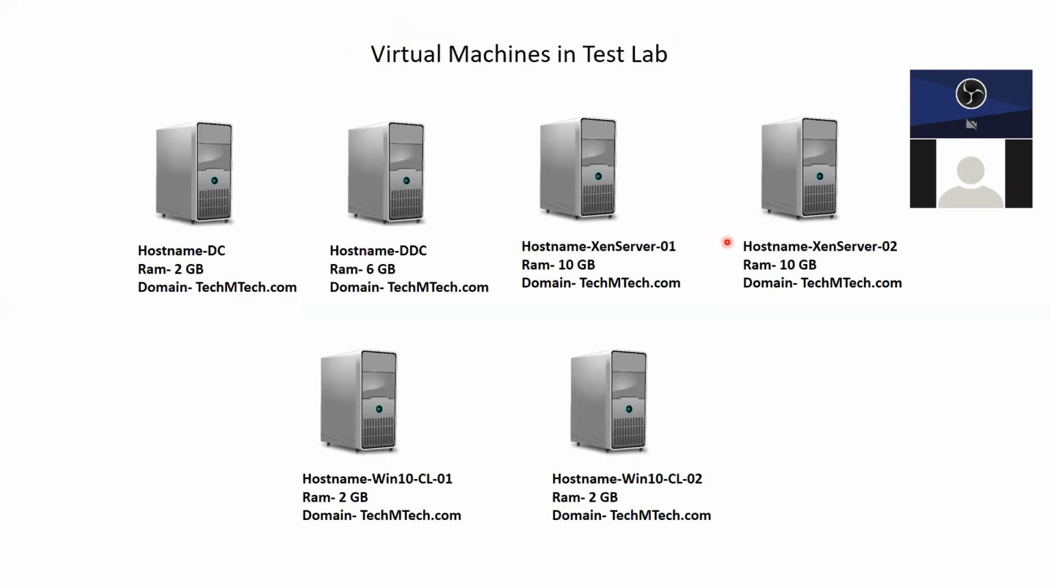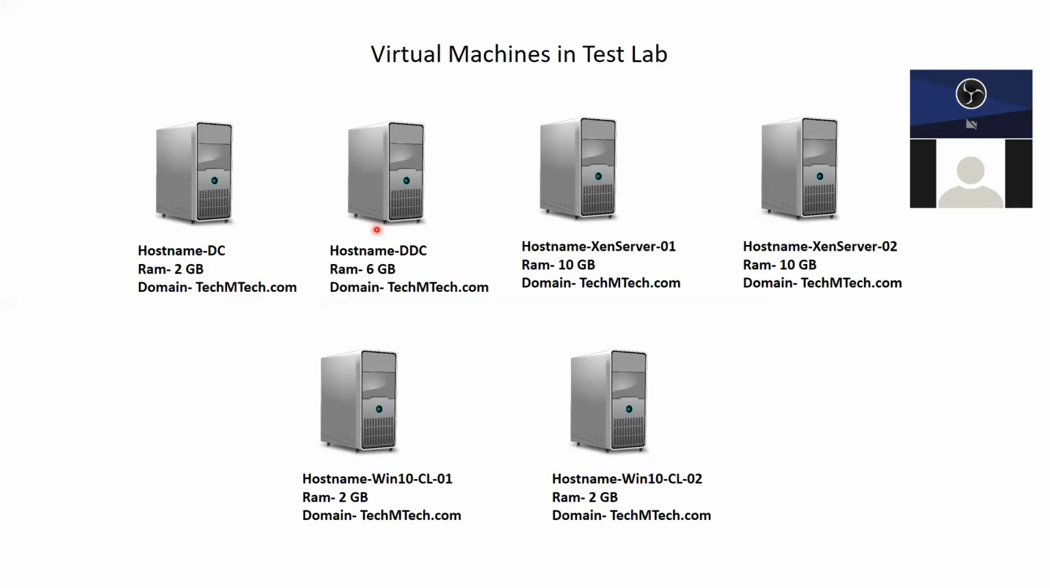So coming to the next slide, these are the virtual machines which we have to create in our test lab, and that is the minimum configuration I have mentioned. These are required to create a small data center for our testing perspective. The first machine will be our domain controller. The host name I mentioned is DC. DC is for domain controller, and for it I have allocated 2 GB of RAM, and my domain is techamtech.com. In your case it may be different. You can use any domain name.